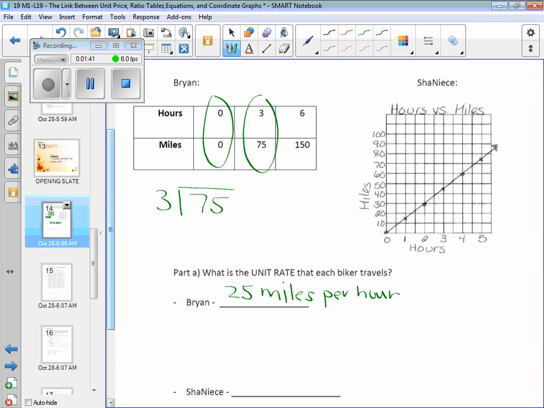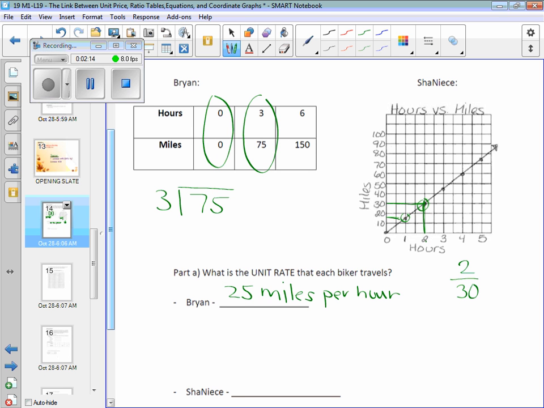Now for Shanice, we've got to use the coordinate plane. But you have to be careful. Because at 1 hour, you have a dot that's in between 10 and 20. And you can't guess. I know it kind of looks like 15, but you're not absolutely sure. You want to pick a dot that crosses the x and the y axis at an even number. So we have a dot here at 2 hours, 30 miles. That's kind of like what the ratio is. 2 hours is 30 miles.